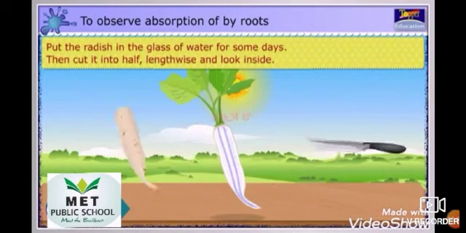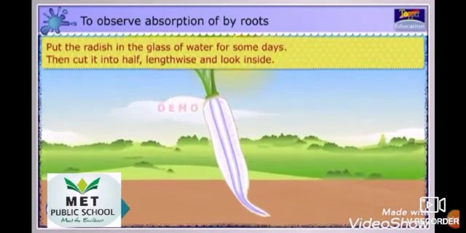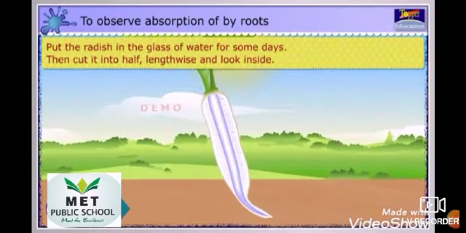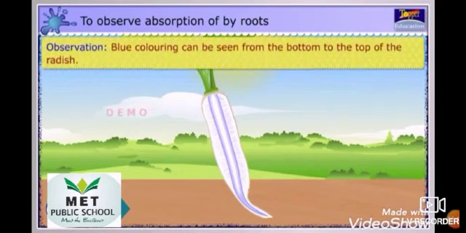Are you seeing any other color? Yes, very good students. That is bluish color. Only the middle part is very dark, so that means blue coloring can be seen from the bottom to the top of the radish. Inside there is a blue color. What do you observe? The root will absorb the water from the soil. You understood by this experiment.